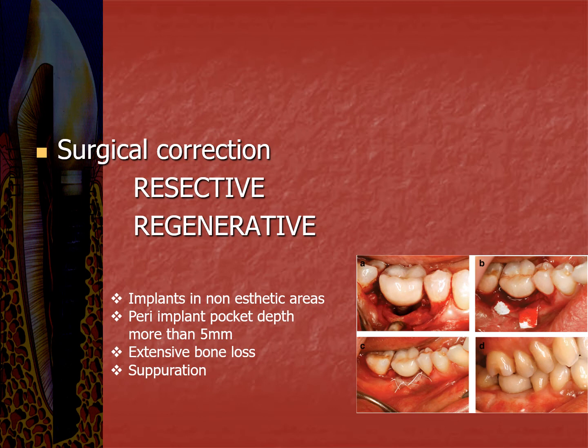Resective surgery is usually done for implants in the non-aesthetic areas, and when there is a peri-implant pocket depth of more than 5 millimeter, we opt for resective surgery, and also when there is presence of extensive bone loss and soft tissue separation. The contraindication or major disadvantage of resective surgery is that there is severe post-op recession, and so it is generally avoided in the aesthetically demanding areas.